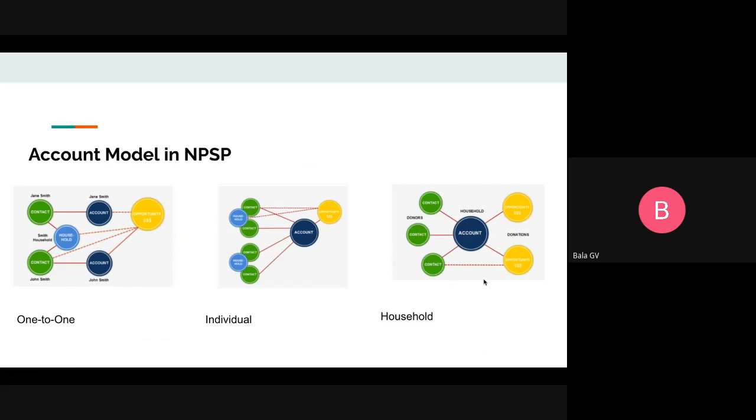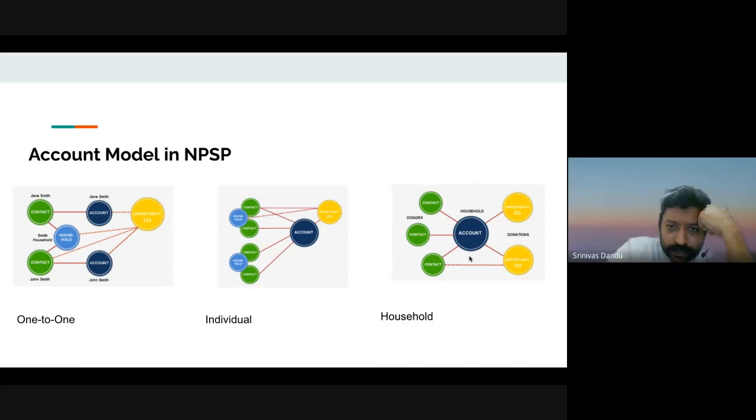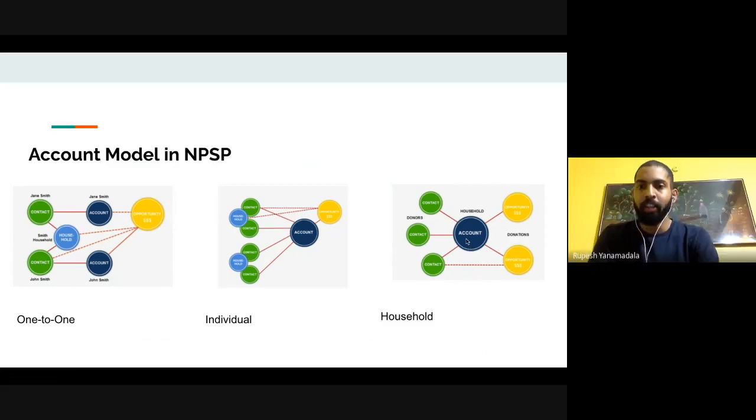These are all interlinked, right? Yes, individual comes from one-to-one, and household comes from individual. I hope everyone understood this. Are there any questions about the account model? When you say household, is it itself an account here? Yes, household is a type of account.